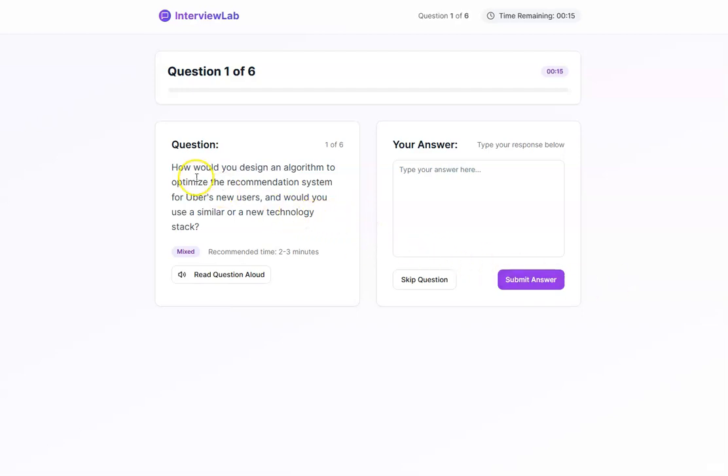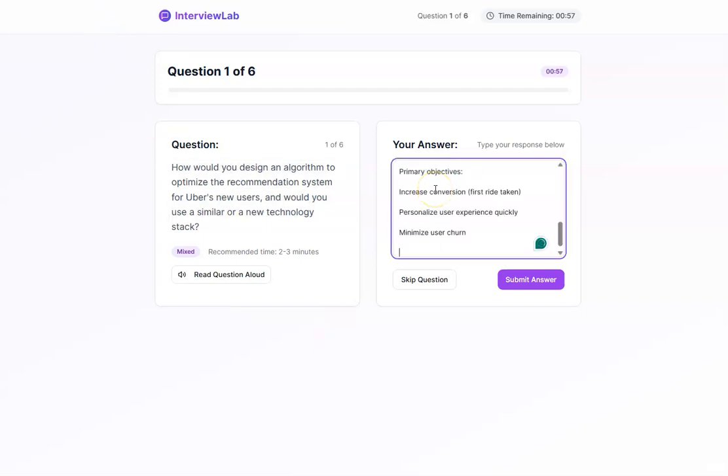So let's say that's the first question here. How would you design an algorithm to optimize your recommendation system for Uber new users, and would you use a similar technology stack? Because this is mid-level, the question is more of a higher-level, open-ended case study, so you have to think of a solution. For the first question I would put a very brief answer.